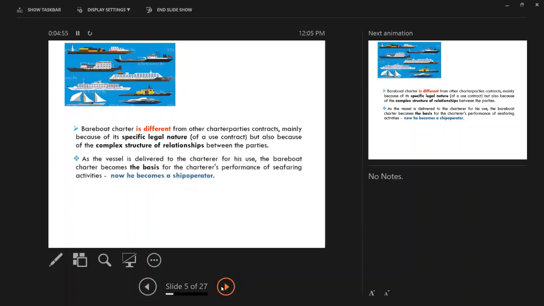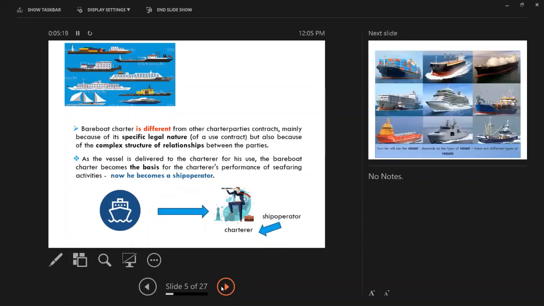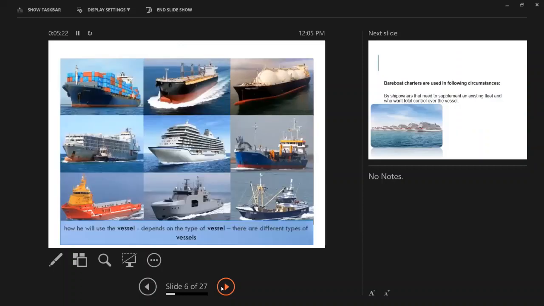As the vessel is delivered to the charterer for use, let's imagine that this one is a charterer. The Bareboat Charter becomes the basis for the charterer's performance of seafaring activities. The charterer becomes a ship operator, and that is what is specific in this legal contract. Now he is the ship operator, and he can use the vessel. How he will use the vessel depends, first of all, on the type of the vessel. There are different types of vessels, and each of them can be the subject of Bareboat Charter.